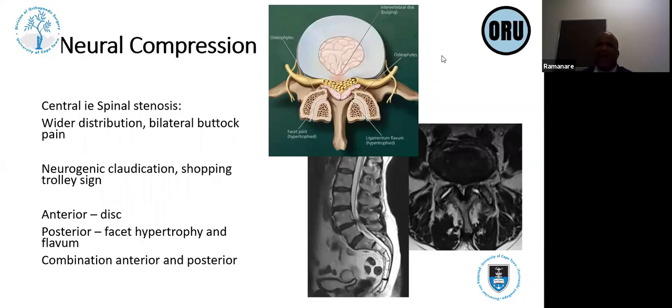You get multi-level areas of compression, and it's usually a central spinal stenosis. This central stenosis is caused by, firstly, in the front, the disc. So the disc has a broad-based disc bulge, because as the disc undergoes degeneration, it loses its integrity and it starts bulging out. This bulging can then be of all the different types of disc herniations. This bulging further adds to narrowing of the spinal canal itself.